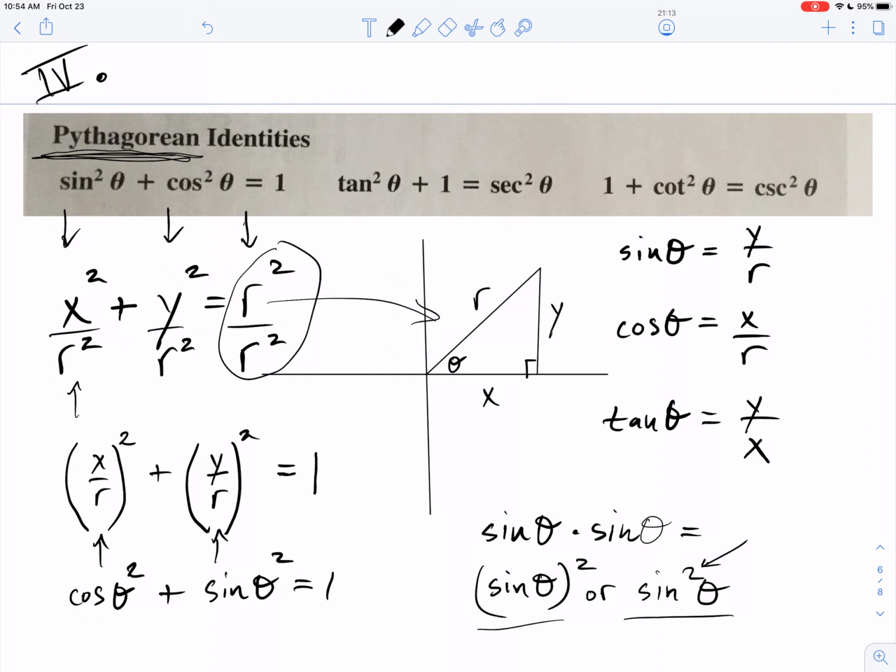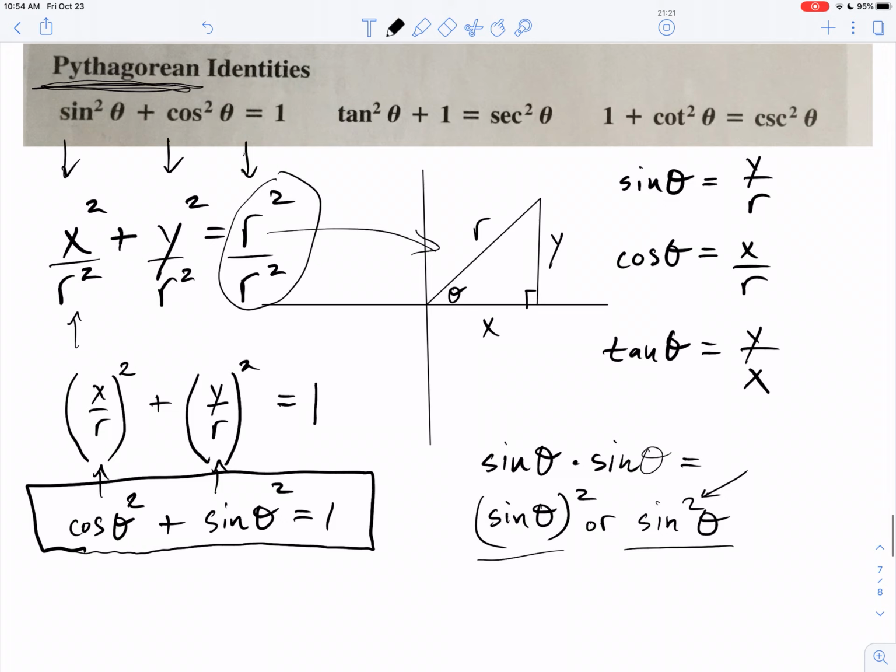But guess what? Cosine squared theta plus sine squared theta equals 1. Well, when you're adding two things together, it doesn't matter which order you put them in, right? Cosine squared theta plus sine, I could write it like this if I wanted.